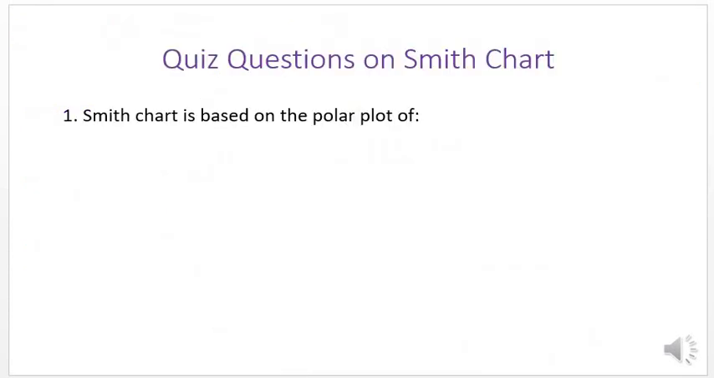Some quiz questions. A Smith chart is based on the polar plot of, this one is a complex concentric circle over which the load impedance is located.